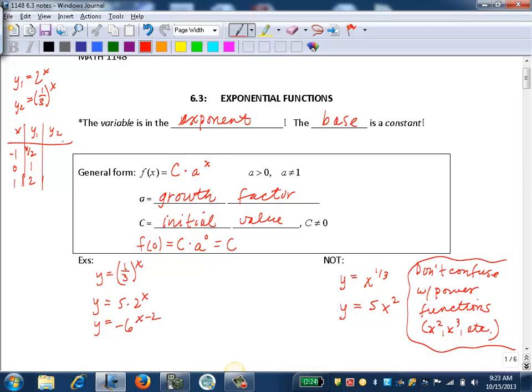And then for y2, when x is -1, we had a 3. And then we multiply that by a third, and we get 1. And we multiply that by a third, and get a third. So for y1, we're multiplying by 2 between each two consecutive values. And then for y2, between each two consecutive values, we're multiplying by a third. That's the definition of an exponential function.